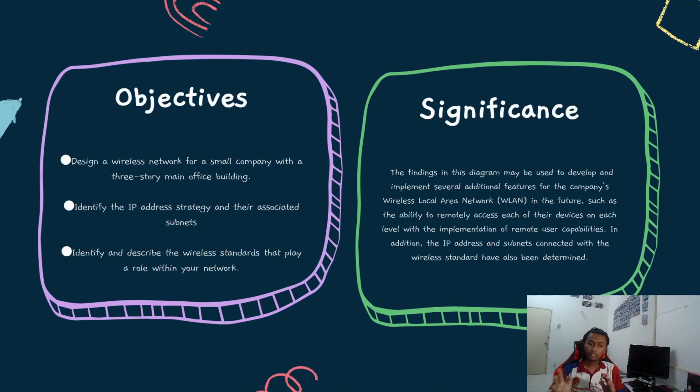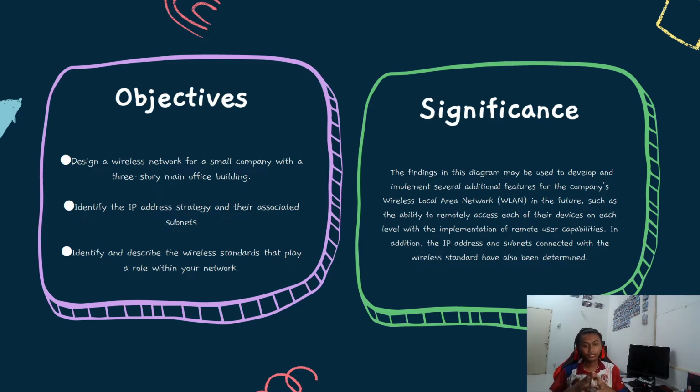For the objective and the significance, the first objective is to design a wireless network for a small company with a three-story main office building. Second is to identify the IP address strategy and their associated subnets. And lastly, to identify and describe the wireless standards that play a role within the network.